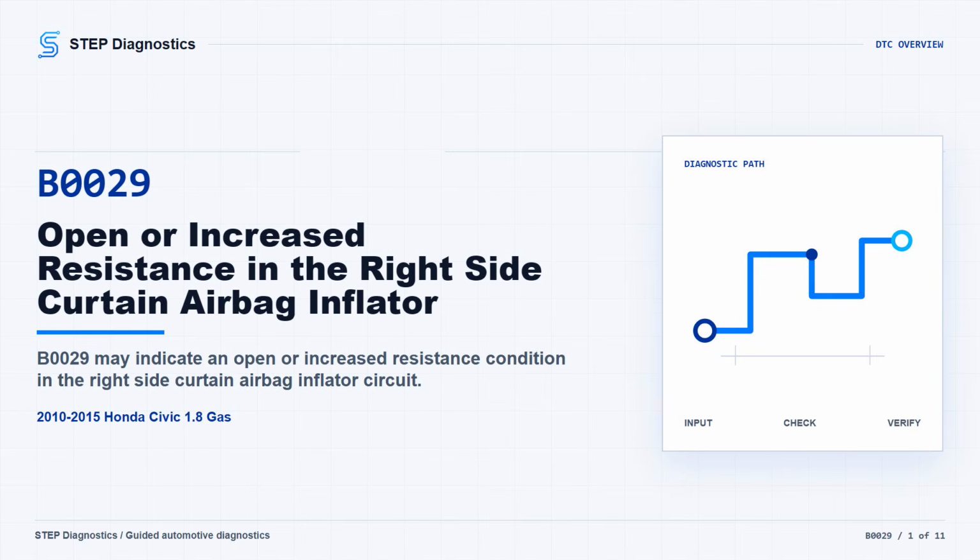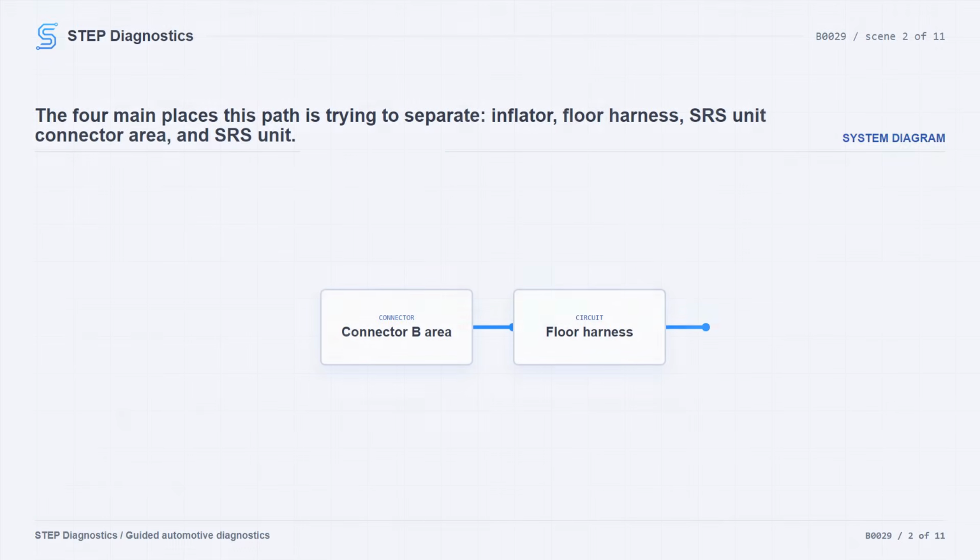On this Civic, B0029 points to a possible open or increased resistance condition in the right side curtain airbag inflator circuit. The driver may see the SRS warning light, and the system may limit normal airbag operation while the fault is present. Broadly, this can involve the right side curtain airbag inflator circuit, the floor harness wiring, the SRS unit connector area, or the SRS unit itself.